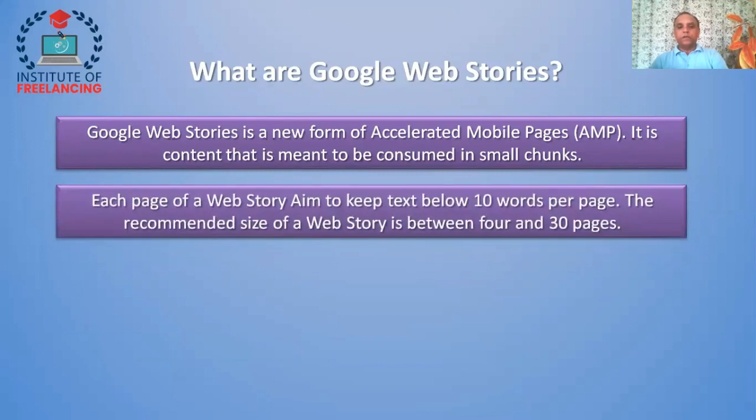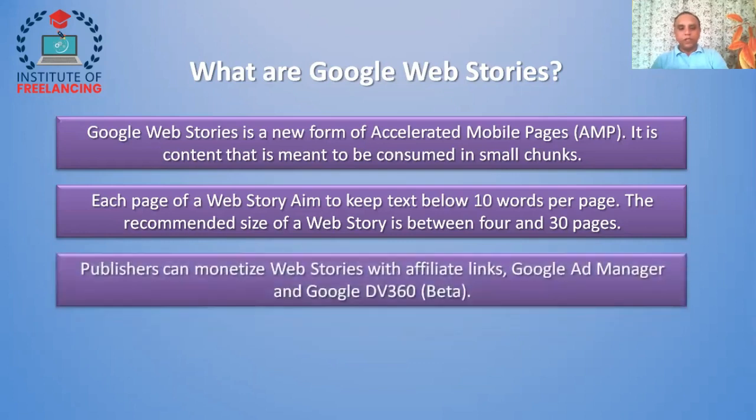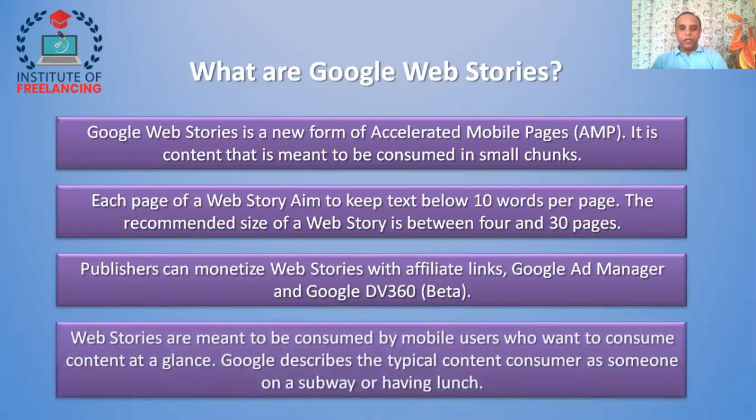Each page of web stories aims to keep below 10 words of text per page, and the recommended size for web stories is between 4 to 30 pages of total maximum size. Publishers can monetize web stories with affiliate links, Google Ad Manager, and Google DV360. Web stories are meant to be consumed by mobile users who want to consume content at a glance. And Google describes this typical content consumer as someone on a subway or having lunch.